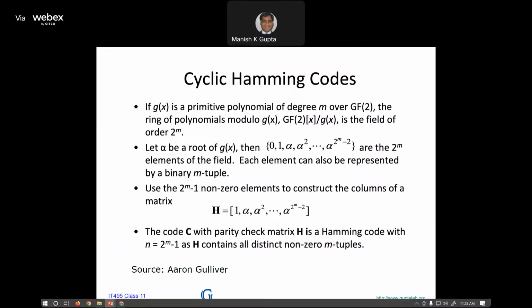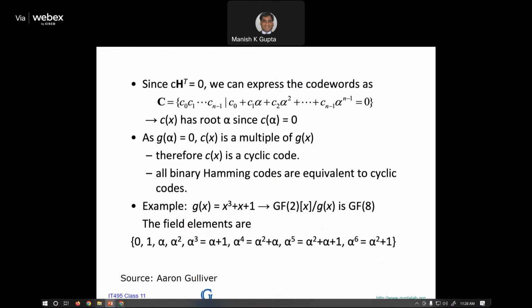Okay. Now see the beauty. Since H C transpose is equal to 0, in another way it is written like that. If C is a codeword in the Hamming code and H is the parity check matrix, then H C transpose is equal to 0, right? That condition will give you what? C(alpha) is nothing but c0 plus c1 alpha plus c2 alpha squared plus up to c(n-1) alpha raised to n minus 1. Right? Are you getting what I'm saying? So C(x) has a root alpha.